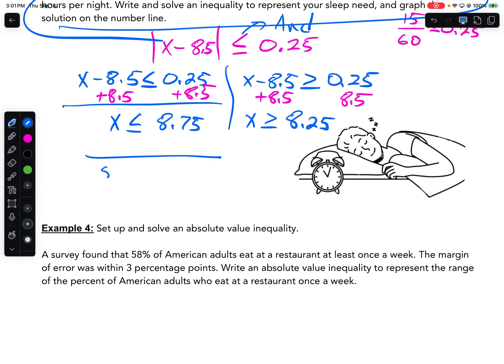So 8.25 over here, 8.75 over here, and then open or closed dots? Closed dots. Connect or away? Right, greater than 8.25, less than 8.75.